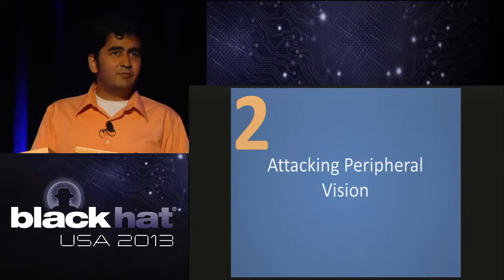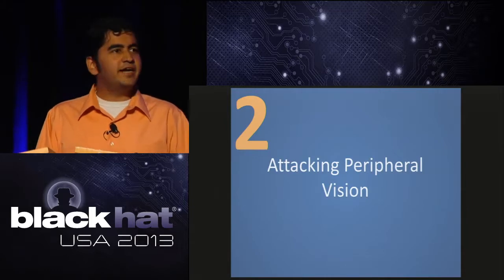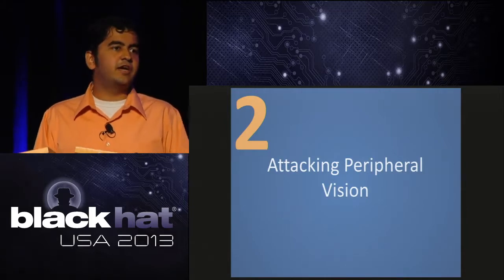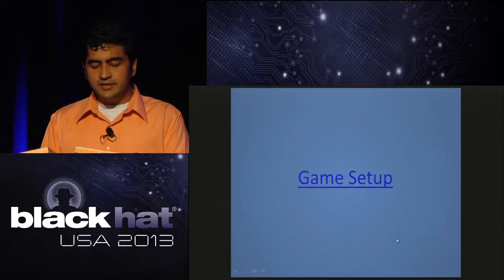The second attack I'll talk about is attacking peripheral vision. The idea is that the quality of our vision system in our peripheral area is pretty terrible. So the game setup is like this.